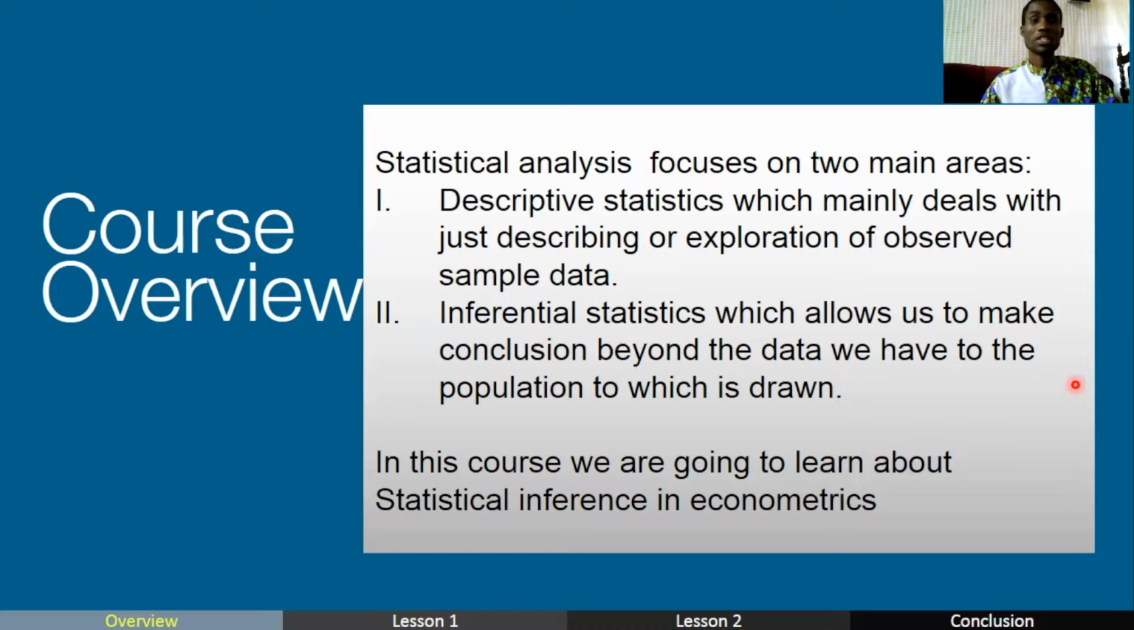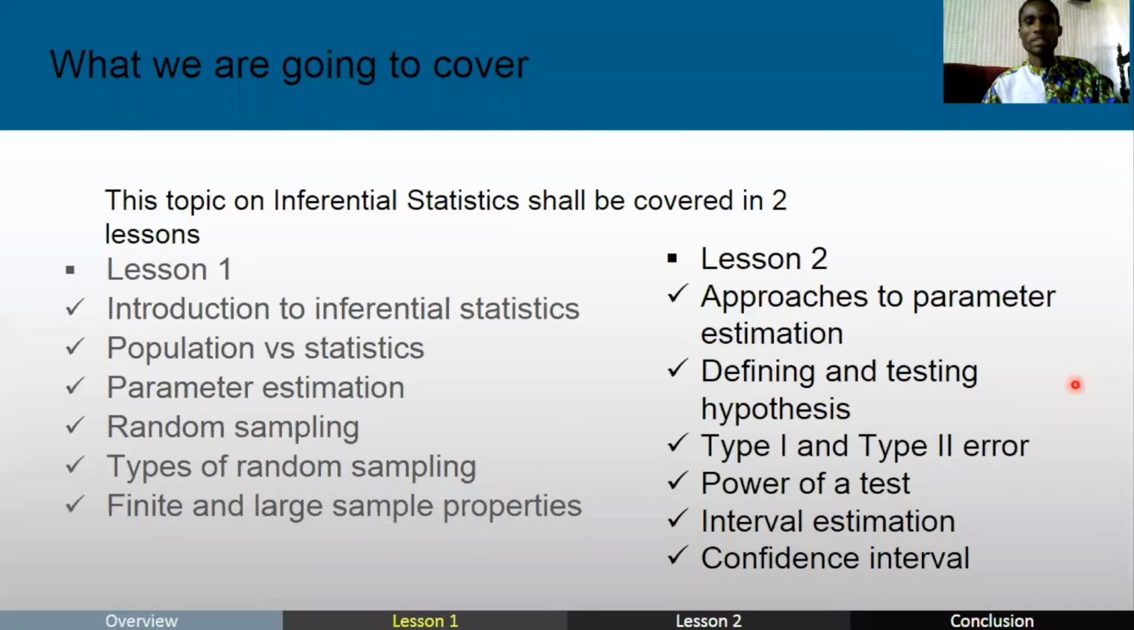Another area of statistical analysis is inferential statistics, which is the topic that we are going to cover. Inferential statistics allows us to make conclusions beyond the data which you have. When you make a conclusion about the population that you have drawn the data from, we call that inferential statistics. So in this course, we are going to learn about inferential statistics in econometrics. I will cover this topic in two areas.